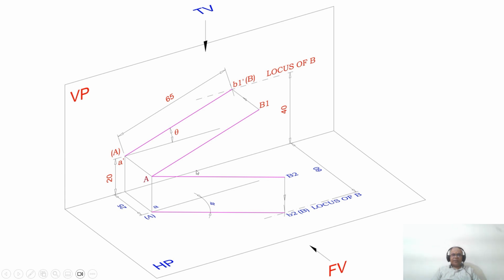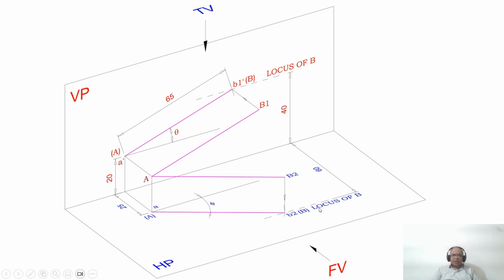You know that the true length is the same both in the front view as well as in the top view. So if you look from the top view, that image is going to fall on the horizontal plane. The point A is here, so you mark that point as small a and you have capital A here. And since you know the locus of B, why? Because B is in front of VP by 60 mm. Since you know the distance in front of VP by 60 mm, you get the locus of B in the top view. When you look from the top view, that image is going to fall on the horizontal plane.